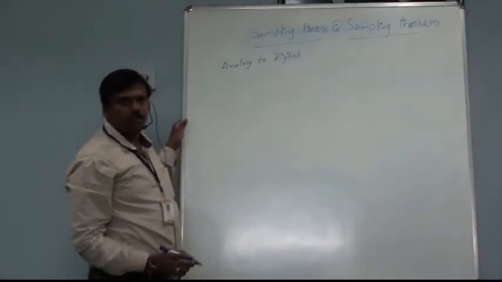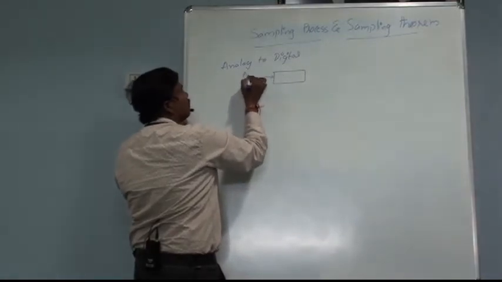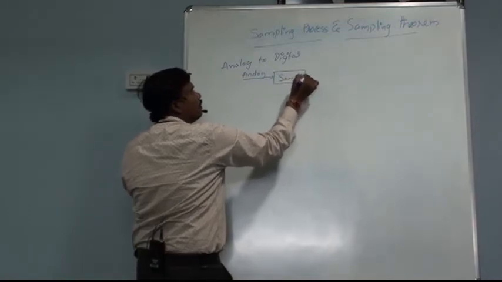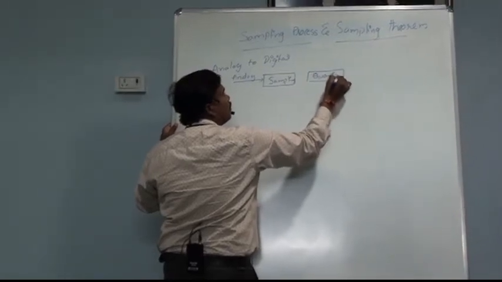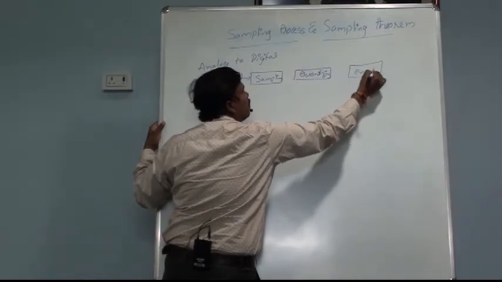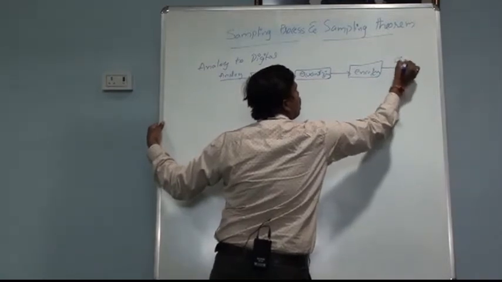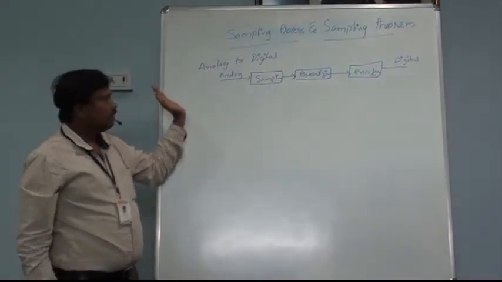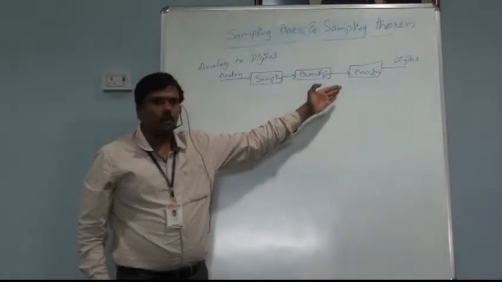If you take the analog to digital conversion process, it includes sampling, quantizing, and encoding. In the analog to digital conversion process, we have three blocks. One is sampling, another one is quantization, last one is encoding process.